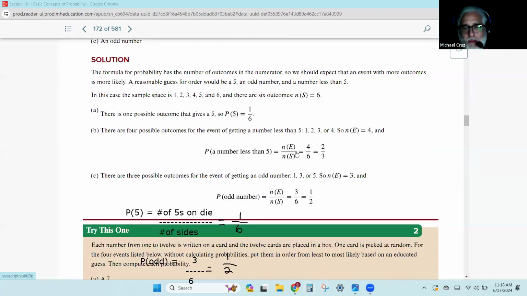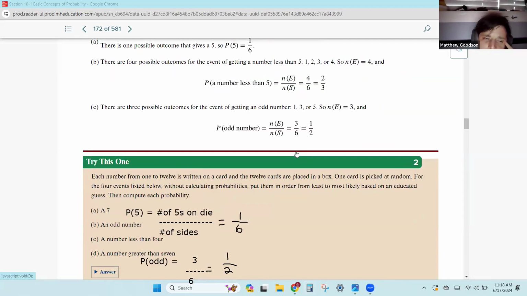Never thought about it like that. Yeah, I mean, that's one of the things that you're going to see, especially in this chapter, about decimal versus fraction versus percent. There'll be changes in between those.